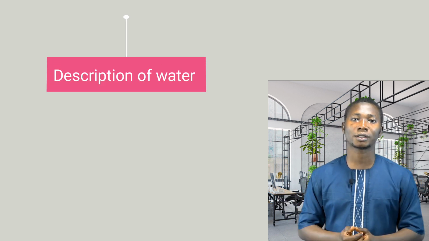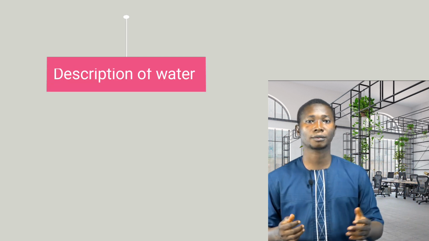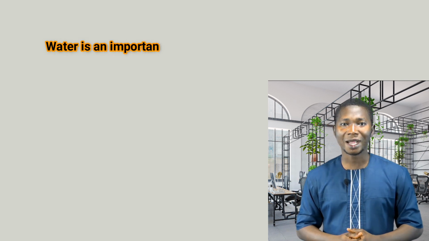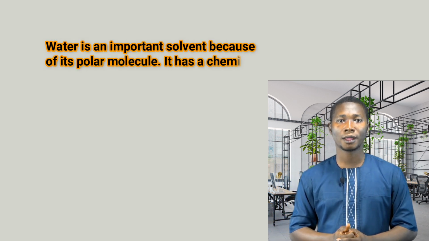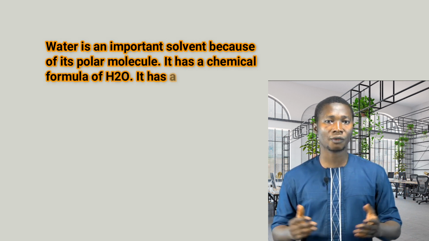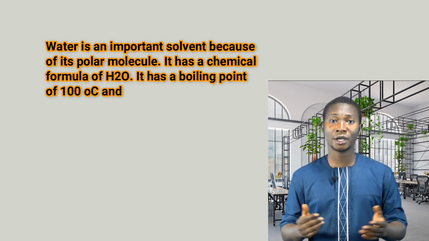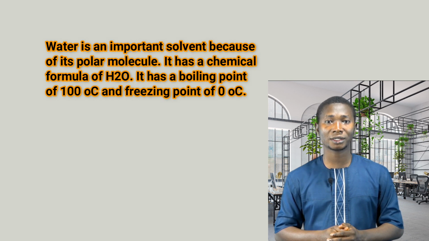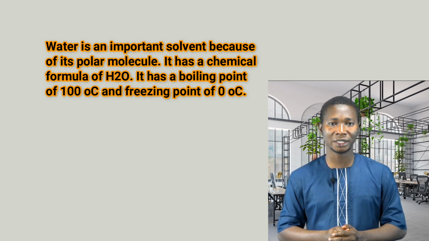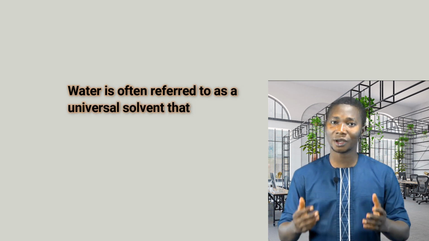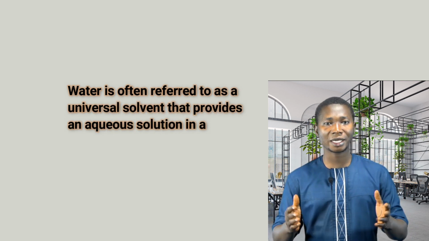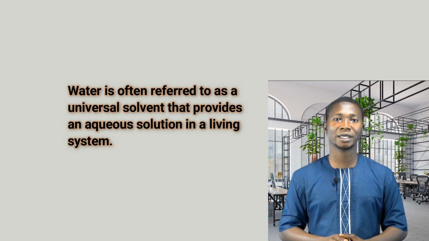Now let's start. Description of water. Water is an important solvent because of its polar molecule. It has a chemical formula of H2O. It has a boiling point of 100 degrees Celsius and freezing point of 0 degrees Celsius. Water is often referred to as a universal solvent that provides an aqueous solution in a living system.